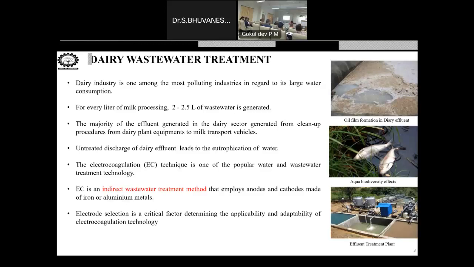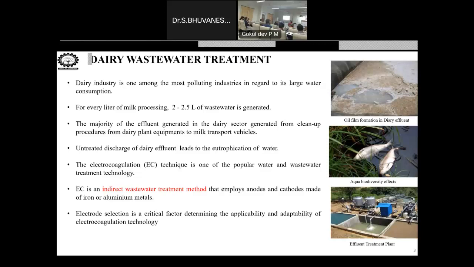Second, this electrocoagulation is an indirect wastewater treatment method that employs an anode and cathode made of iron electrode or aluminum electrode. Commonly, the electrodes will be iron or aluminum, or we can have iron plus copper, like that. We can have different types of metals also.